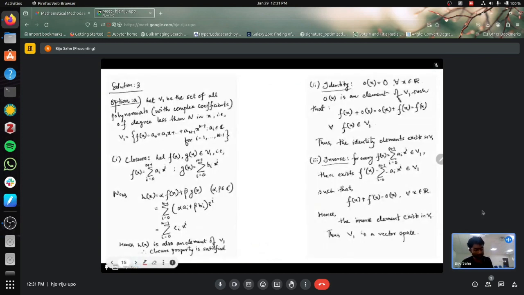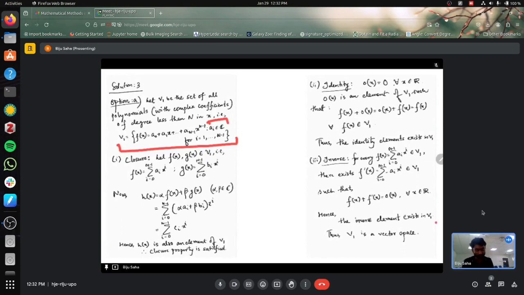So here I have the solution. Initially what I did is I wrote a set. My V1 is the set of polynomials, this being the expression of the polynomial with degree less than n, and the coefficients are complex. These are the complex coefficients, and i ranges from 0 to n minus 1.